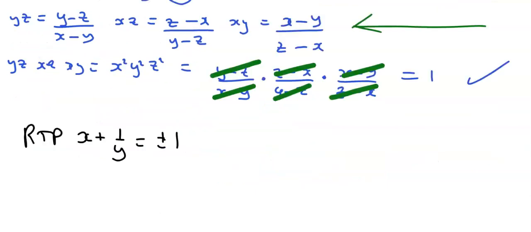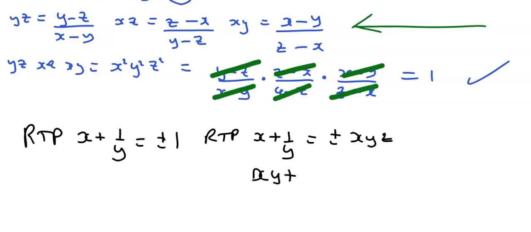In the last part, we are required to prove that x plus y, x plus 1 over y, is equal to plus or minus 1, which means that we're required to prove that x plus 1 over y is equal to plus or minus xyz. So if I multiply both sides by y, I am required to prove that xy plus 1 is equal to plus or minus xy, yz.